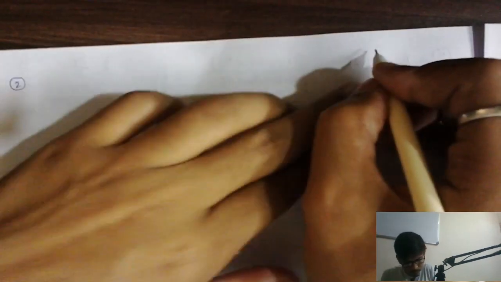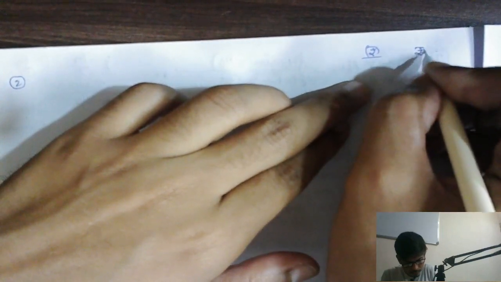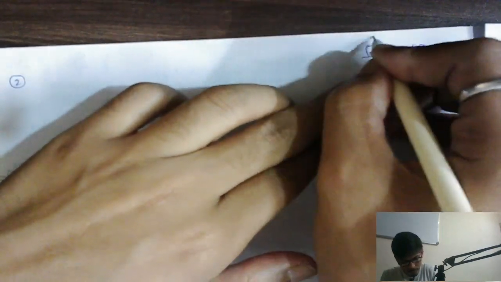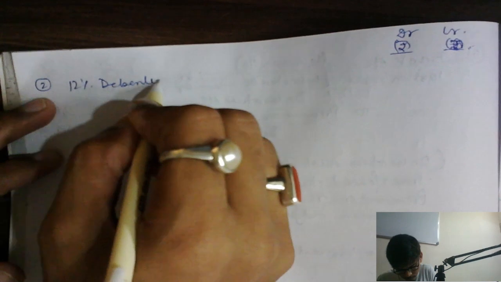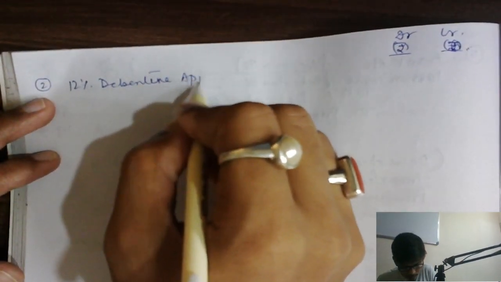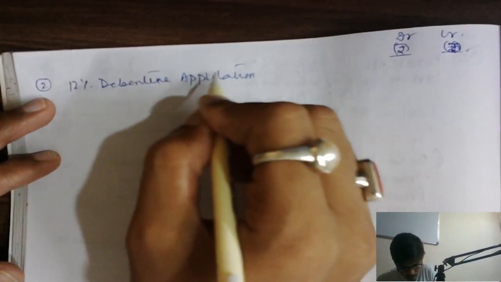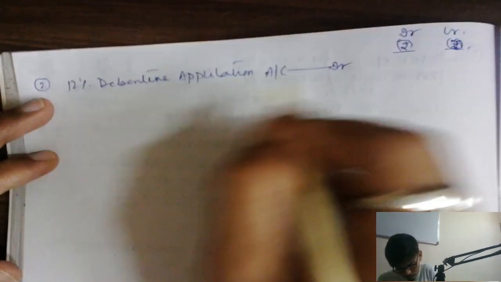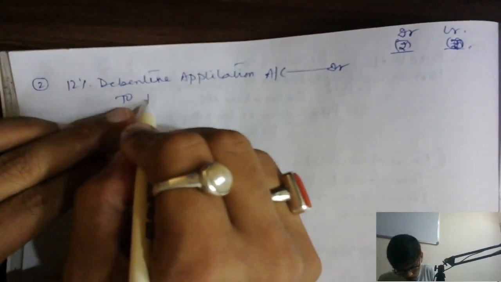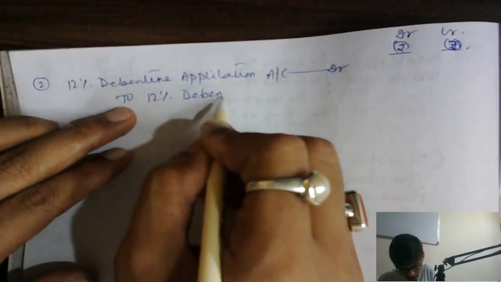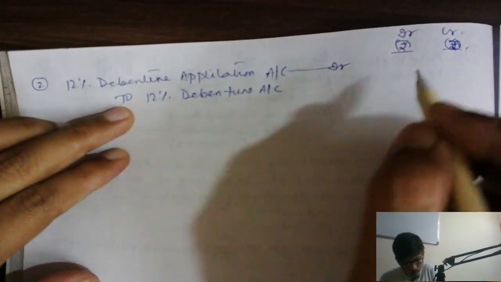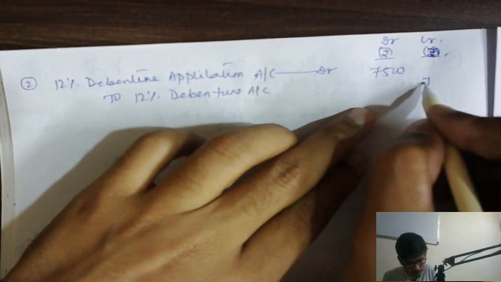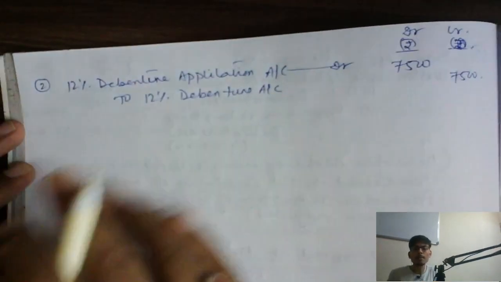Then the second entry will be 12% debenture application to 12% debenture. It's a transfer of the application money to the debenture capital, 7,500 lakh. So it's a transfer entry. I'm not making a narration.